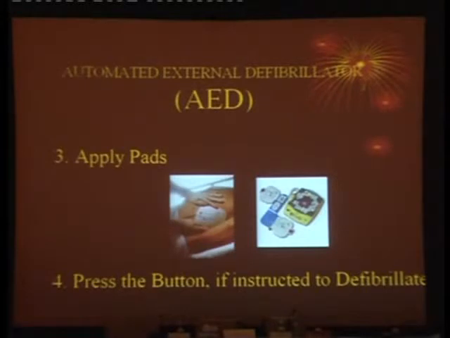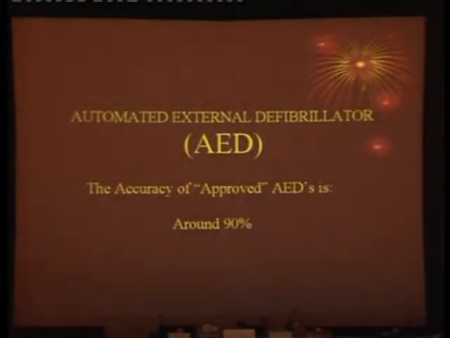In a study in the United States last year, 27% of the public did not even remove the clothes of the victims. Another 25% did not put the adhesive on. This shows how they look. And then once you put that, it will tell you not to touch the patient, and it will analyze the rhythm and instruct you to press the button if it's a shockable rhythm, or not to press the button if it's not a shockable rhythm. The accuracy of approved automated defibrillators is over 90%. It's more accurate than the majority of average physicians and nurses.